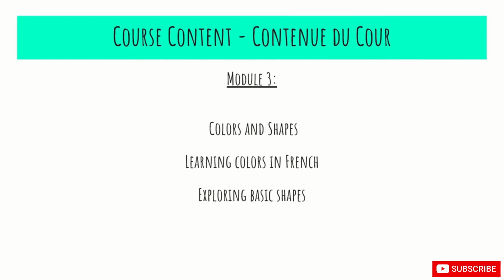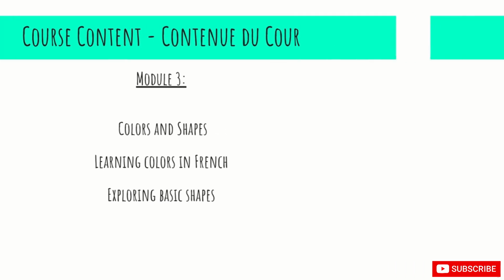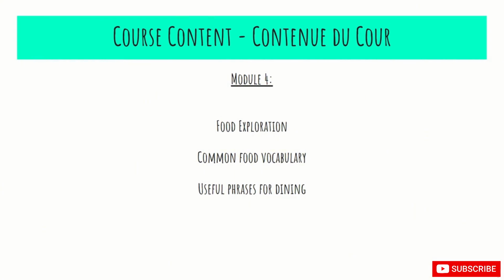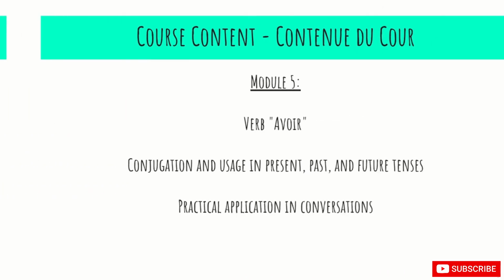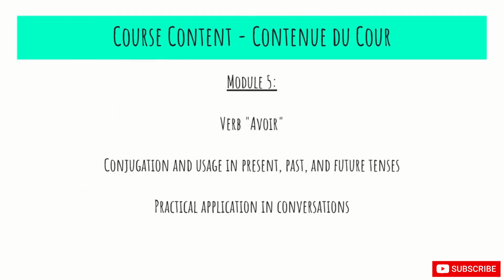Next will be Module 3, Colors and Shapes. We will talk about learning colors in French and exploring basic shapes. Module 4 will cover food exploration, common food vocabulary, and useful phrases for dining. Module 5 will introduce the verb avoir, the verb to have. We will talk about conjugation and usage in present, past, and future tenses, as well as practical application and conversations.